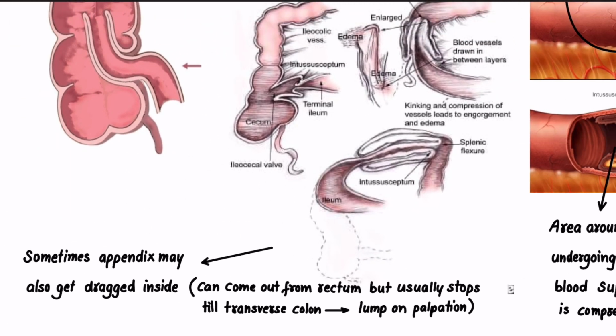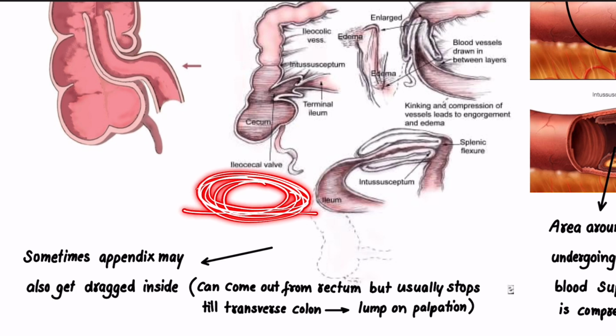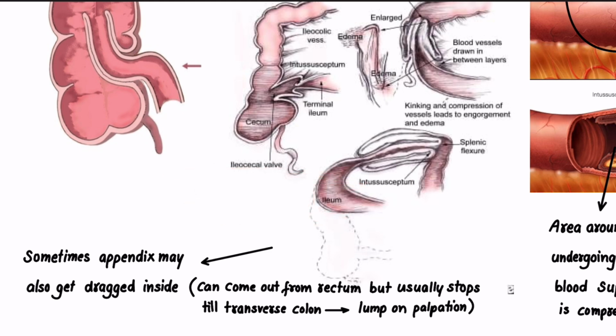I have written here that sometimes the appendix may also get dragged inside and can come out of the rectum, but usually it stops at the transverse colon. And wherever it stops, it will form a lump. This lump is very important in intussusception because it is indicative of intussusception when we examine a patient physically, that we will discuss in the investigation part. As of now, you must know that intussusception or invagination may reach up to the anal opening, but in most cases, it will stop in the transverse colon, forming a lump.